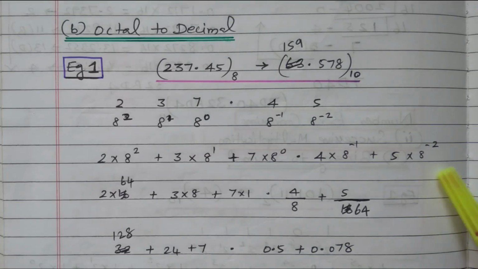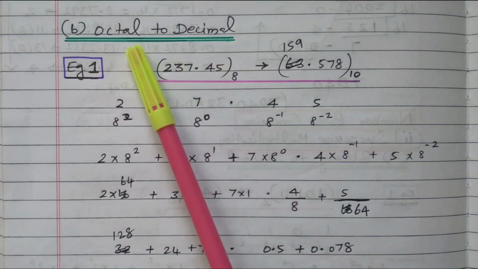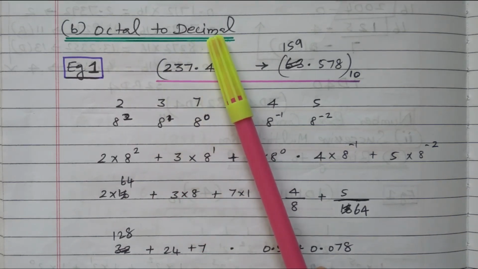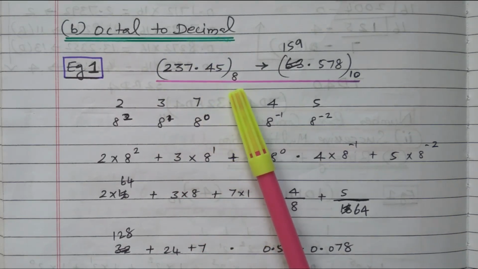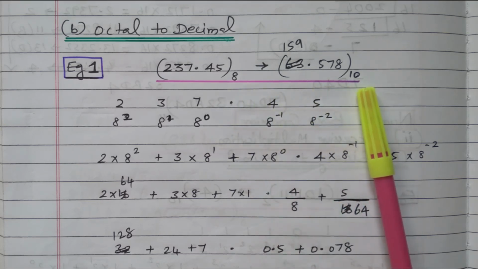Welcome viewers. In this video we will see the octal to decimal conversion, that is, converting the octal number system to the decimal number system. Octal means base 8 and decimal means base 10, so we are converting from base 8 to base 10.